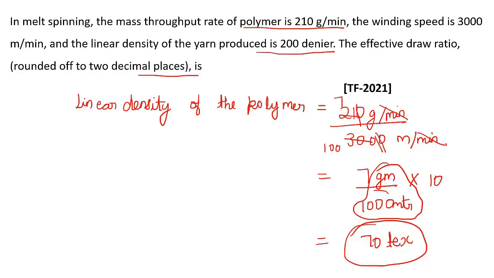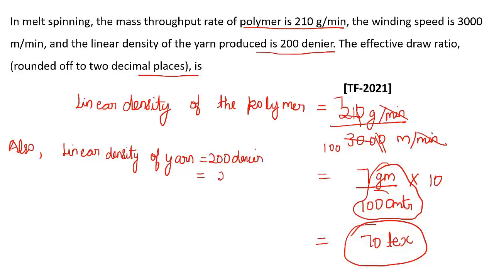And it is said that the linear density of the yarn is given as 200 denier. 200 denier means 200 gram upon 9000 meter. So if you write this as 1000 divided by 1000, it will come out to be 200 upon 9 into 1000 meter, which means 200 by 9 tex.